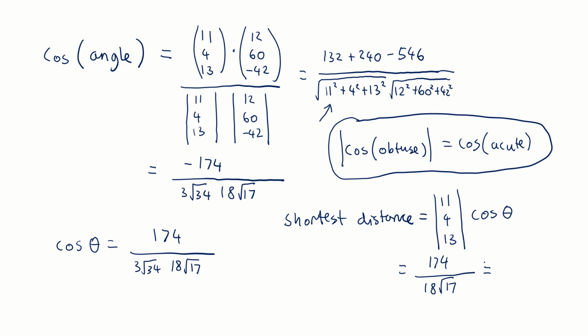But now I can choose to type all this stuff into the calculator to then get it to fully simplify this fraction. And if you do that, you'll end up with a final answer of 29 root 17 over 51 in exact form. So there you go. We have found the shortest distance, and those are the steps you need to do.